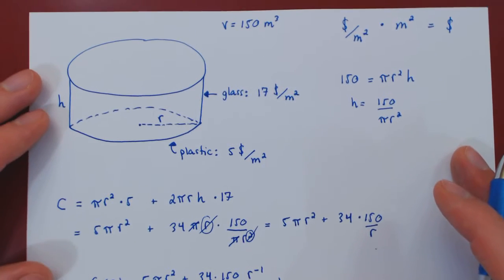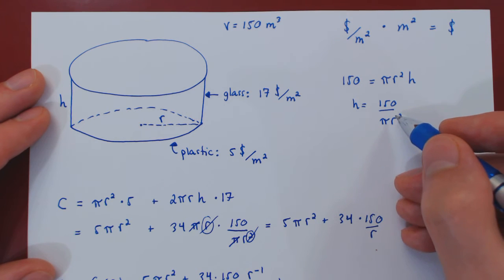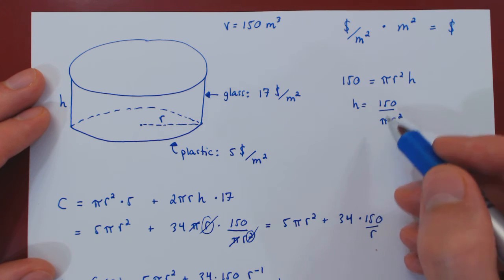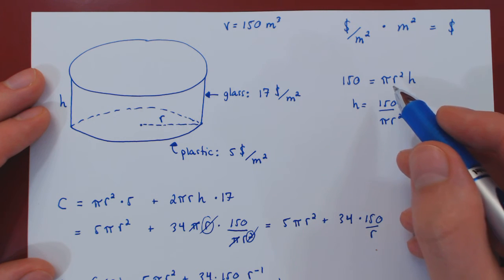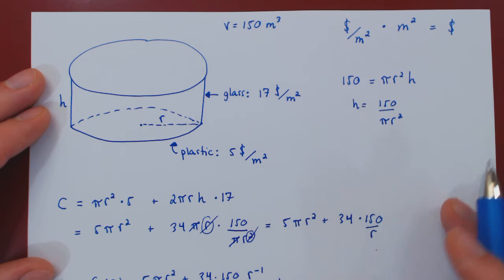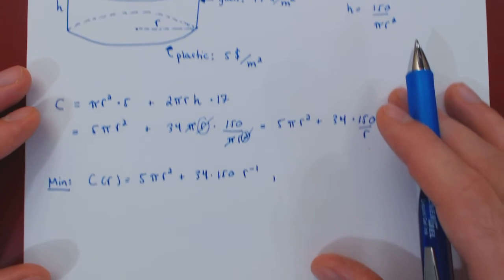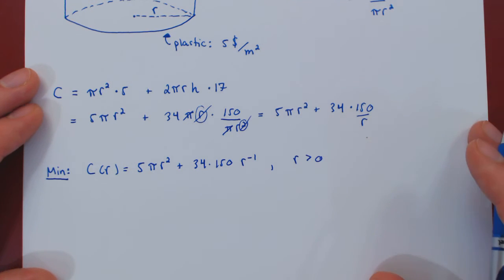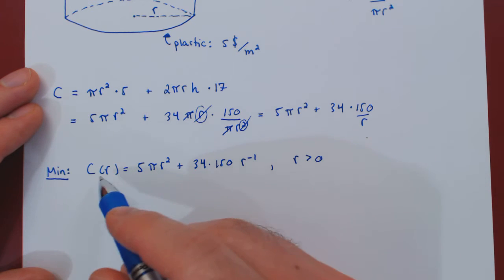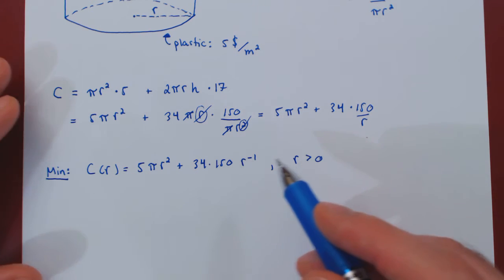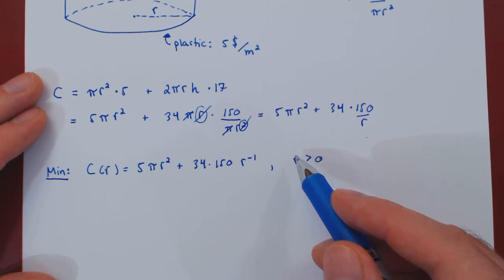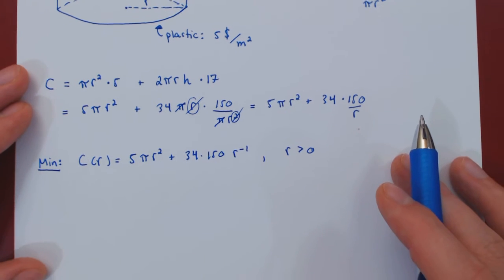So r must be clearly positive, and no matter how large we take r to be, we can always take h to be 150 over pi r squared, and the volume will still be 150. So there is no upper bound for how large r can be. All we have is that r is some positive number. As we want to minimize a function of one variable, and we do not have a closed and bounded interval for the independent variable, we need the second derivative.